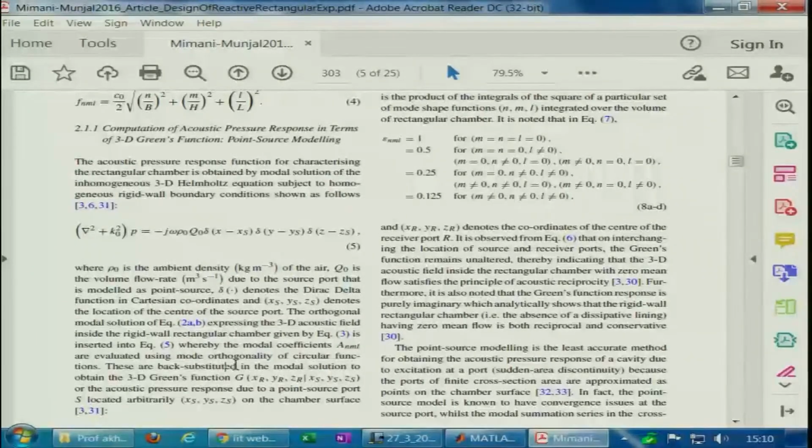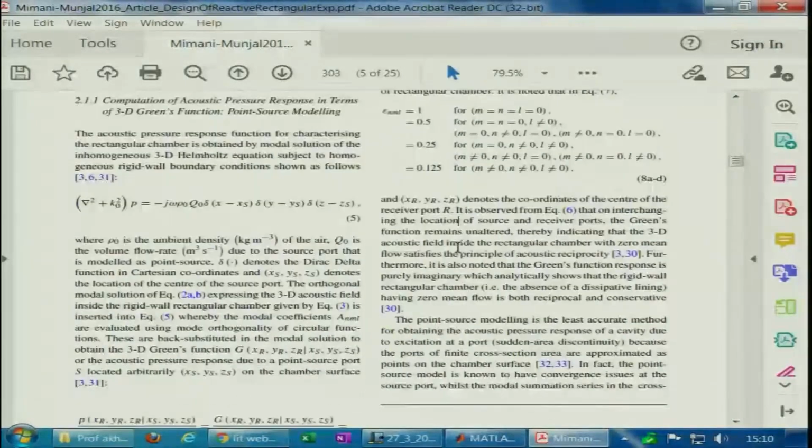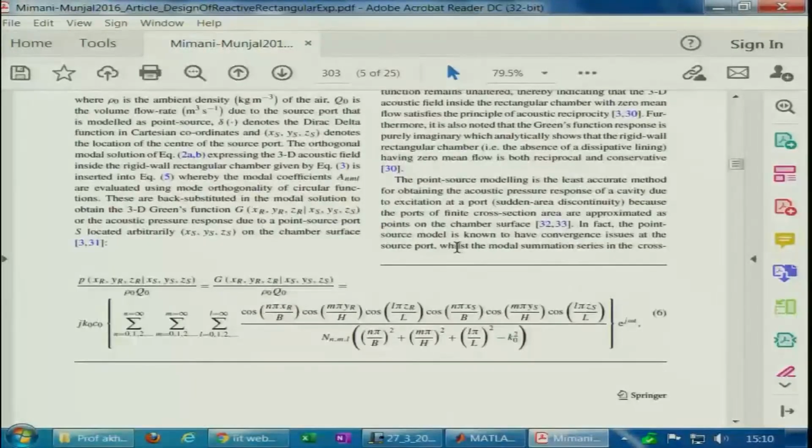They represent the source coordinates, and the r suffix represents the coordinates for the center of the receiver port. That is, where do you want to measure the function for a given excitation point source at x naught, y naught, z naught, or x s, y s, z s. So, this is the Green's function representation. Looks nasty, but it is not that nasty. It's a little bit of algebra and would get you there. So, this is the solution of the inhomogeneous point source equation.